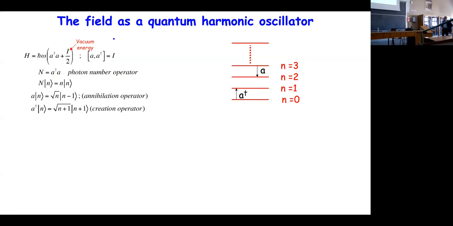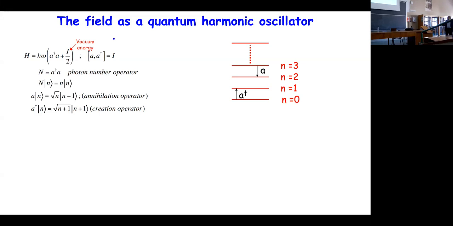And it is useful to define what are called the creation and annihilation operators, A dagger and A. These are Hermitian conjugate operators, and A is defined in this way. A acting on N brings you to N minus 1, and A dagger acting on N brings you to N plus 1. So A dagger is creating a photon, and A is destroying a photon.